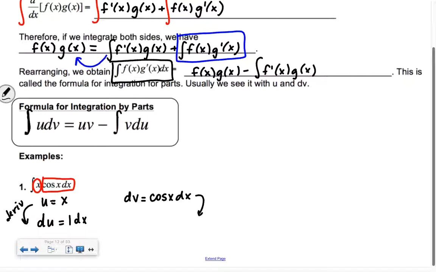And for dv, we're going to integrate. So when we do that, we get sine of x, because its derivative is cosine, right? Okay, so if you set it up like this every single time, there's a pattern. So look at our equation, it's uv. So where are uv?